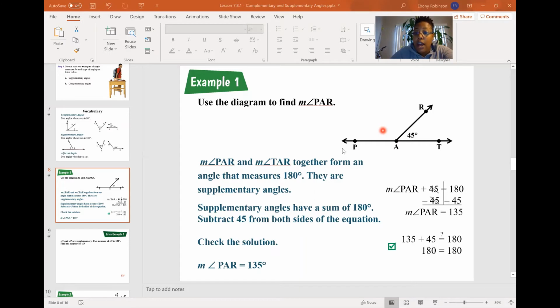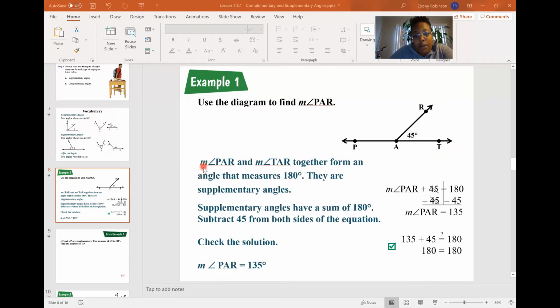Now, I noticed a straight line. That's the first thing I noticed. Straight line, supplementary, straight, 180. So that means that the missing angle, whatever it is, when I add it to 45, it's going to equal 180. That's why we practice solving equations. Okay, so let's figure out what our missing angle is.